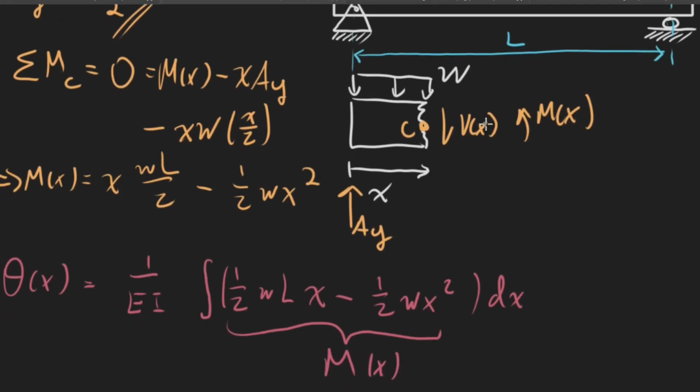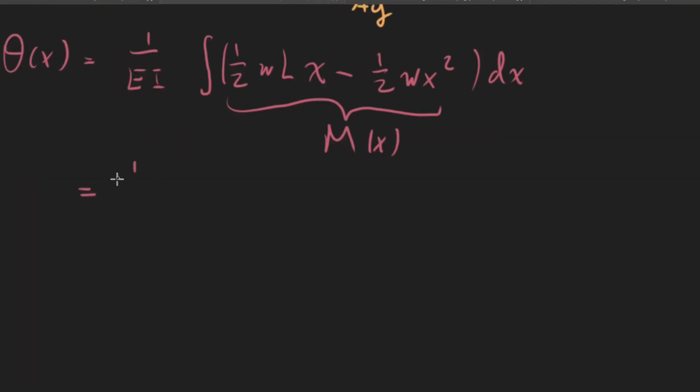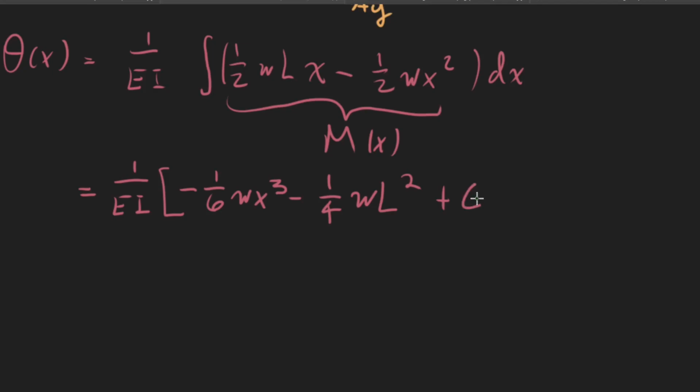It actually looks like I dropped a negative sign. So the positive direction is this way, which means that this distributed load is actually going to give us a positive moment right here. So now we go ahead and compute this integral. We'll get this is 1 over EI times, and we'll have negative 1/6 wx cubed minus, and this should be like 1/4 wL squared, and then we'll plus a constant. We'll call it C1 because we're going to end up getting 2.